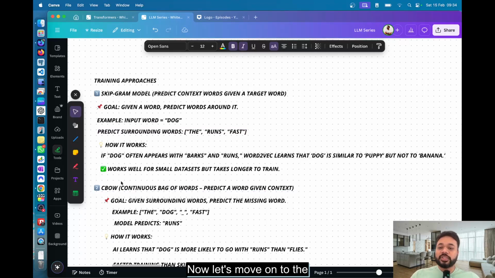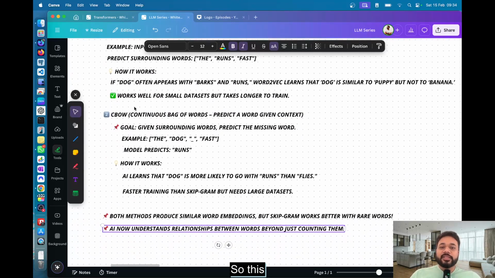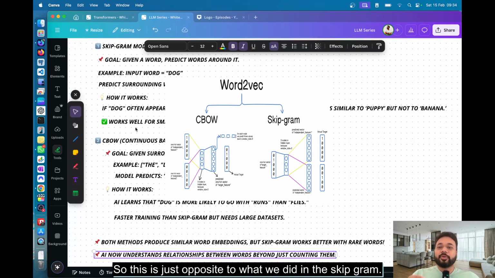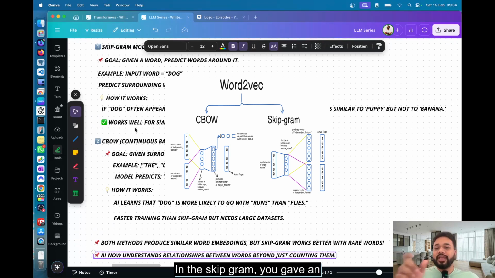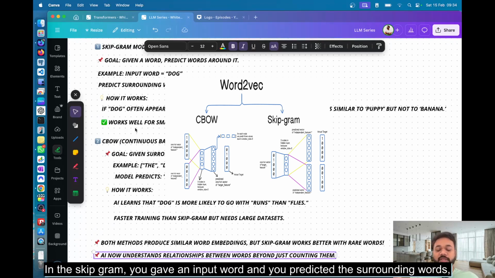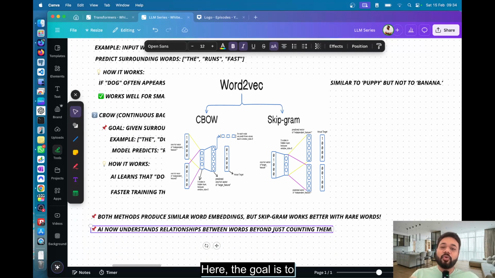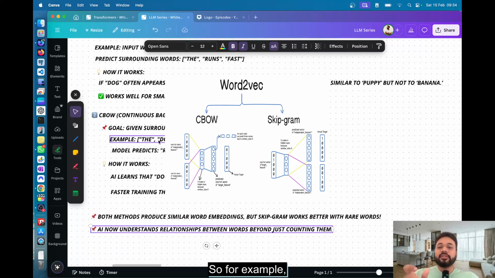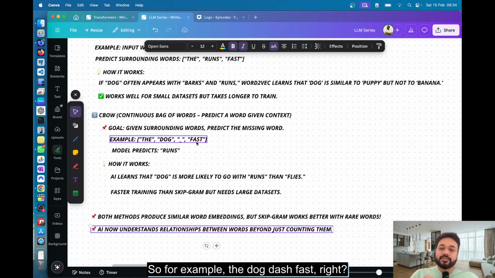Now let's move on to the continuous bag of words, right? The second way of training Word2Vec. So this is just the opposite of what we did in the skipgram. In the skipgram, you gave an input word and you predicted the surrounding words, right? Here, the goal is to give surrounding words and predict the missing word. So for example, "the dog dash fast", right? Now the model predicts run or move.